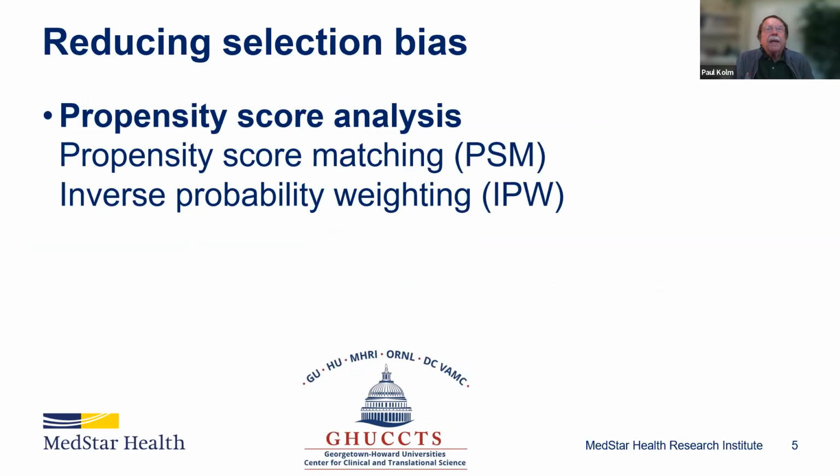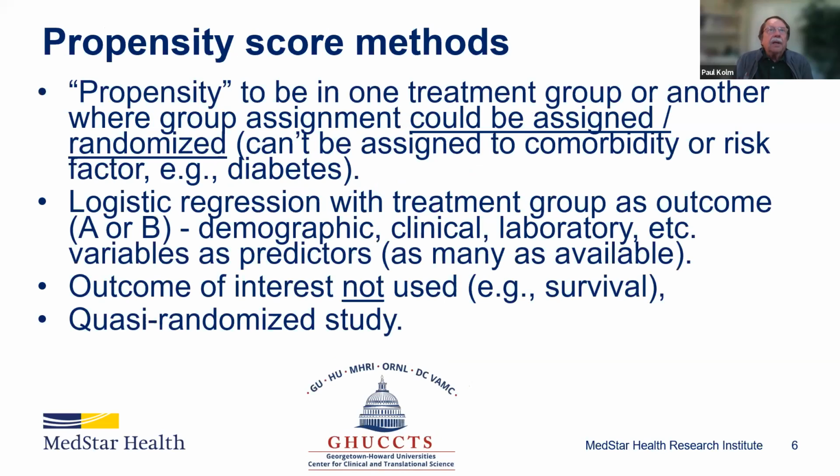So one way, or I should say a better way, of reducing selection bias is to do what we call propensity score analysis. And there's two different ways we can do this. We can do propensity score matching, or we can do inverse probability weighting. The latter having, at least in my opinion, more advantages than matching. So what we mean by propensity score is the propensity to be in one treatment group or another, where group assignment could be randomized.